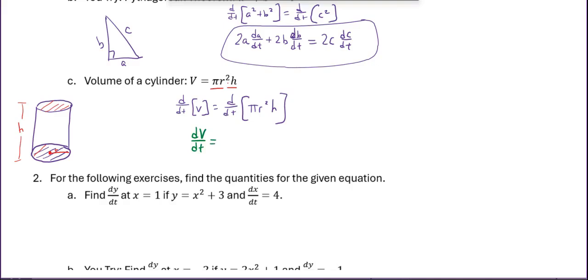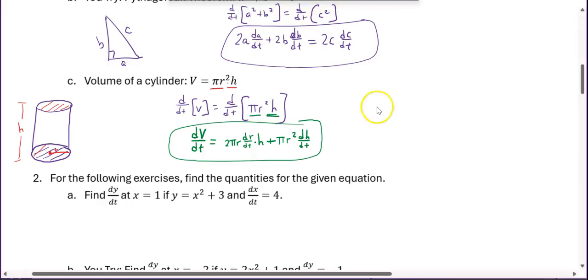On the right hand side, let's use that product rule. Derivative of the first, power rule, 2 pi r. Don't forget your dr/dt. Times the second, h. Plus the first left alone, pi r squared, times the derivative of the second, 1 dh/dt. And there's our relationship between how the volume of a cylinder changes, given how the radius is changing, and given how the height is changing. That's that relationship. Now you're going to see how this plays out later in the video when we have actual numbers and setup situations.